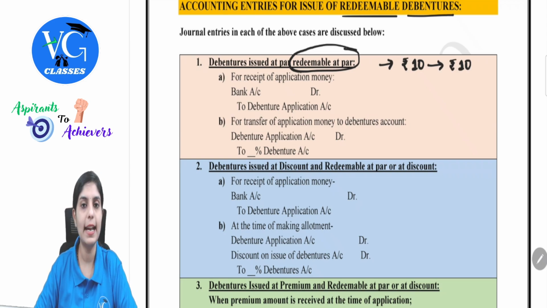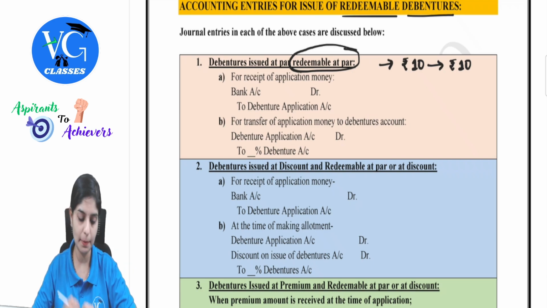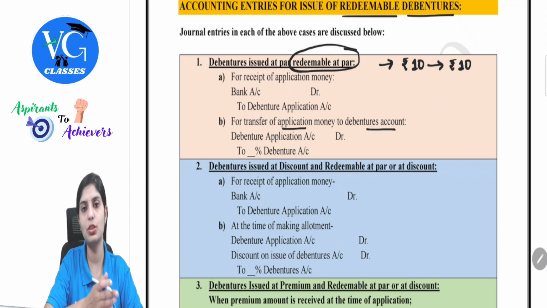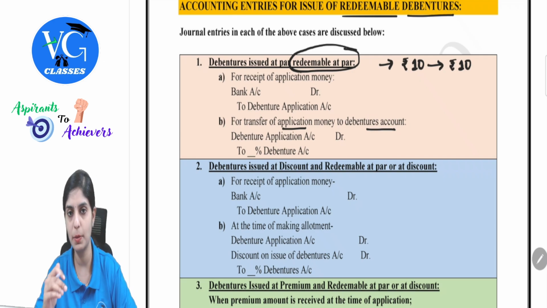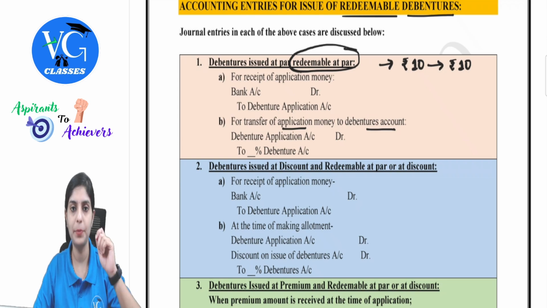So for this, what is the entry? Same for receipt of application money, bank account debit to debenture application. Then for transfer of application to debentures account, debenture application to percentage debentures. There is no impact here since nothing is going extra as an outflow at the time of redemption.